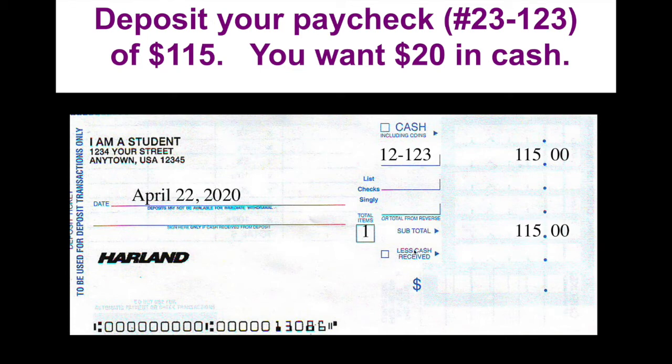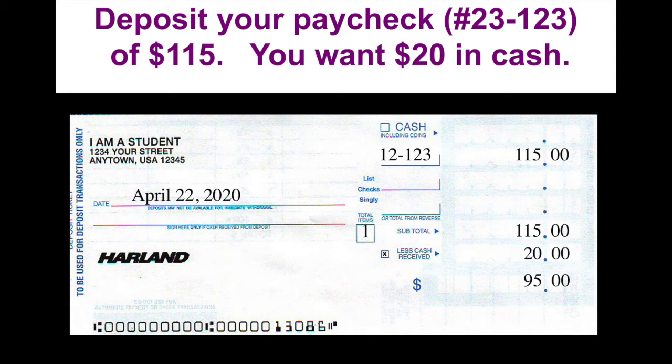Then on the next line, it says less cash received. We are going to put a check in there because we want $20 in cash. So we will put $20 in there. We will subtract from our initial deposit of $115 minus 20 is $95. And $95 is the total amount that's going to go into our checkbook.